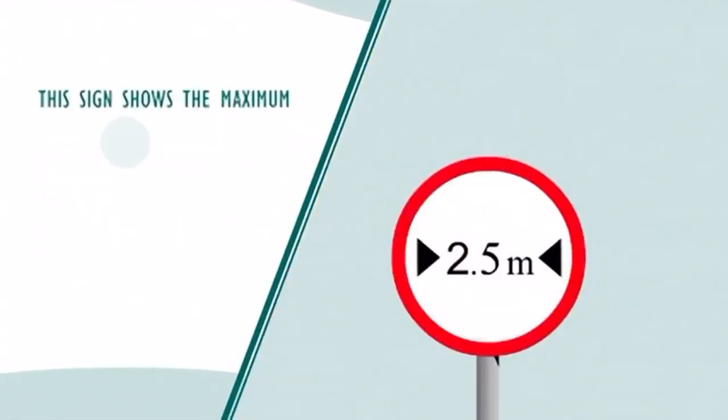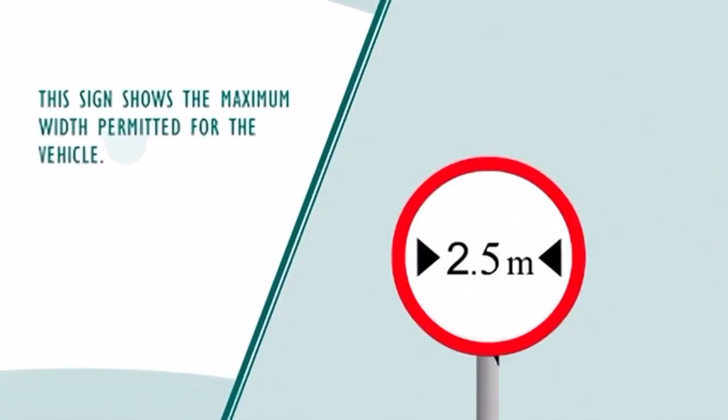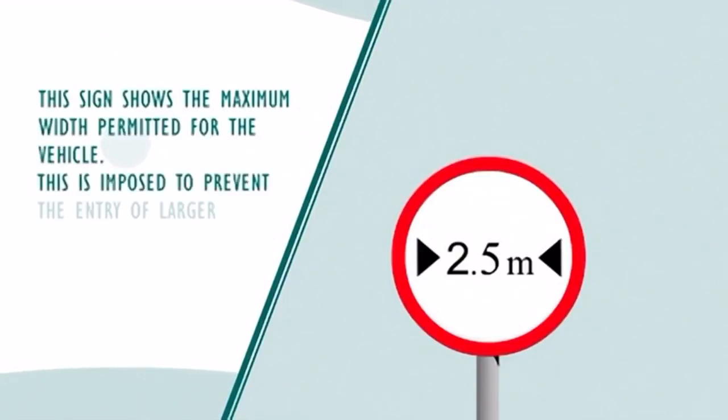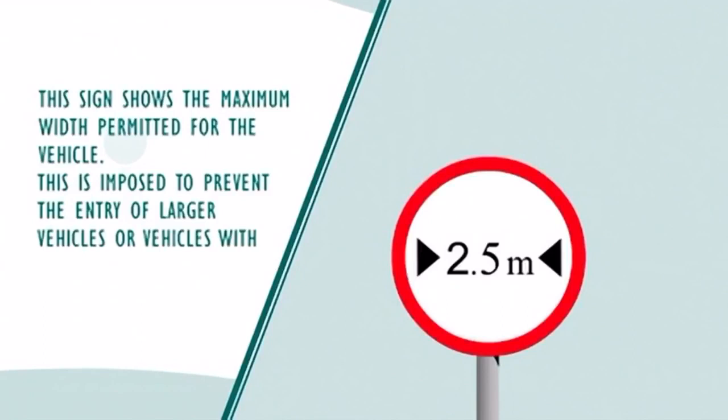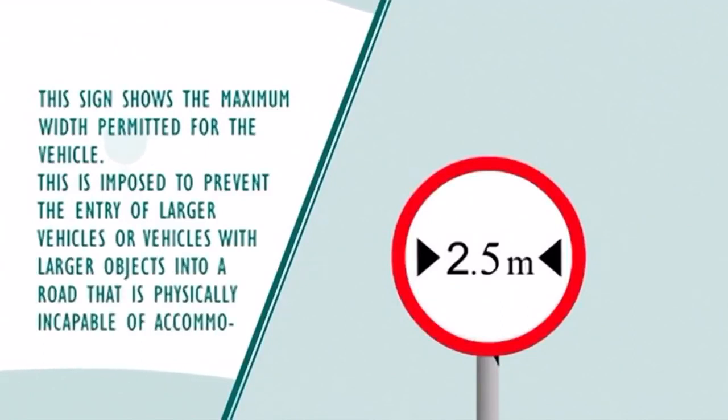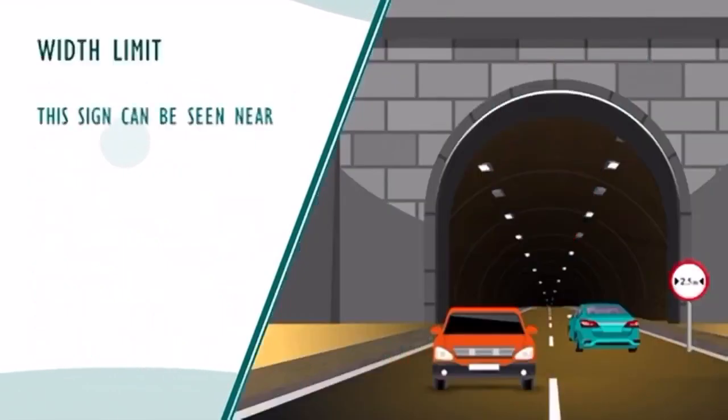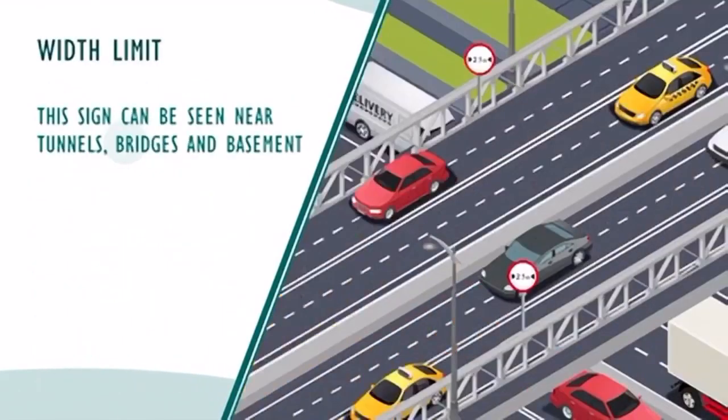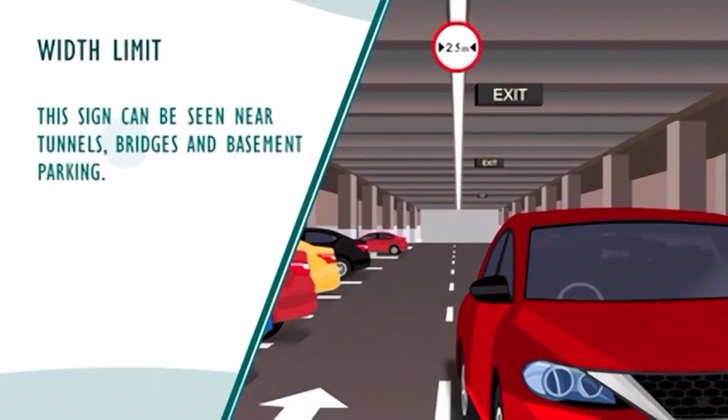This sign shows the maximum width permitted for the vehicle. This is imposed to prevent the entry of larger vehicles or vehicles with larger objects into a road that is physically incapable of accommodating the vehicle. This sign can be seen near tunnels, bridges, and basement parking.